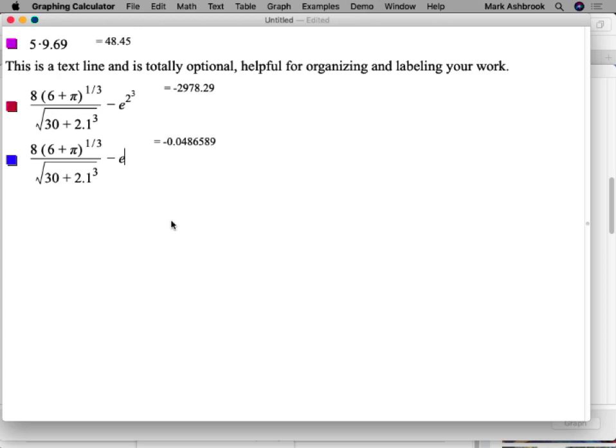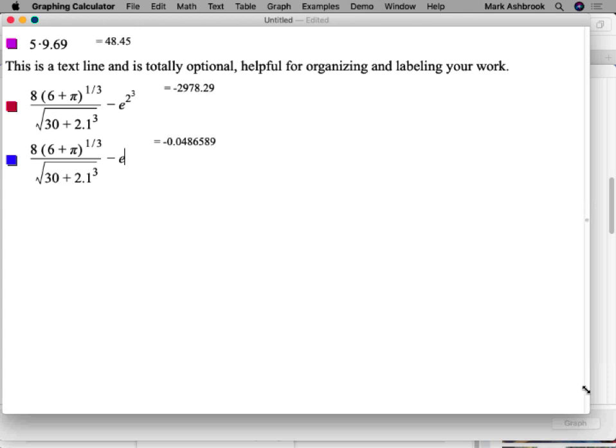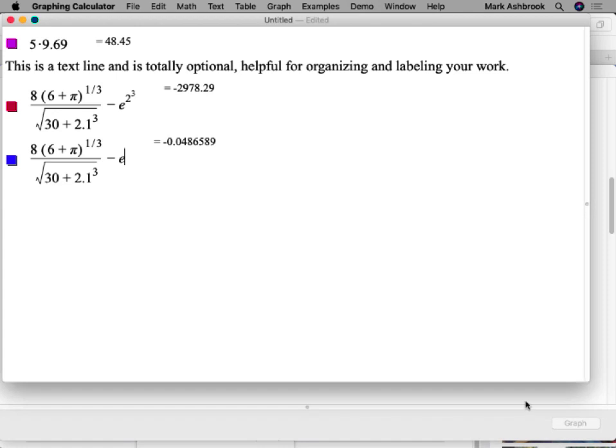All right, so let's see. What should we do? Graphing. Let's do a little bit of graphing. No, while we're here, let's do this. Let's do this thing.